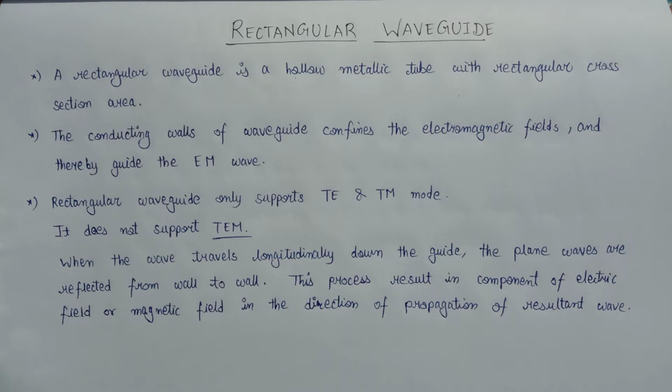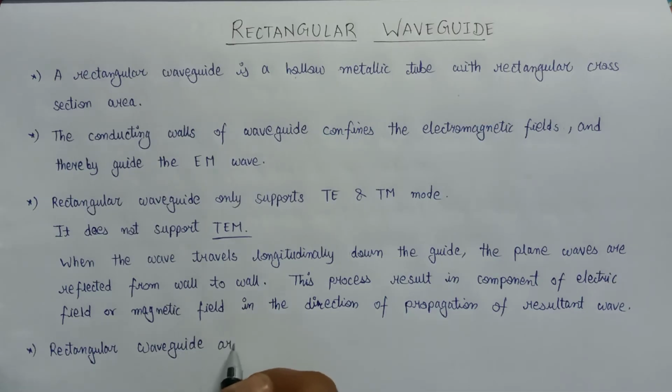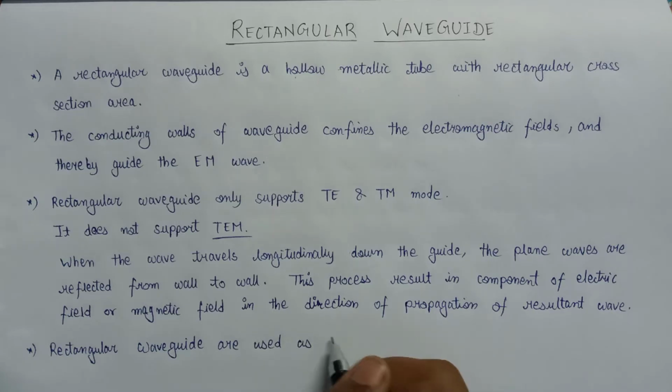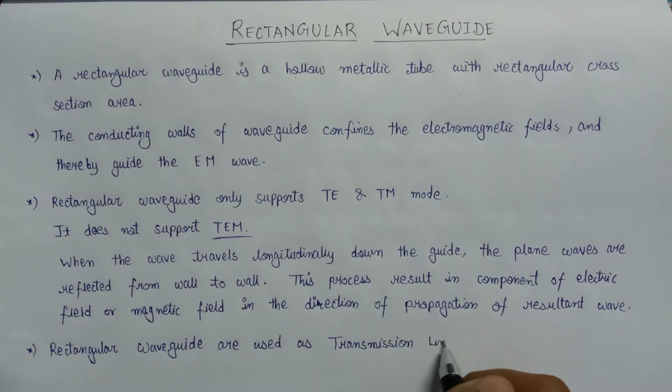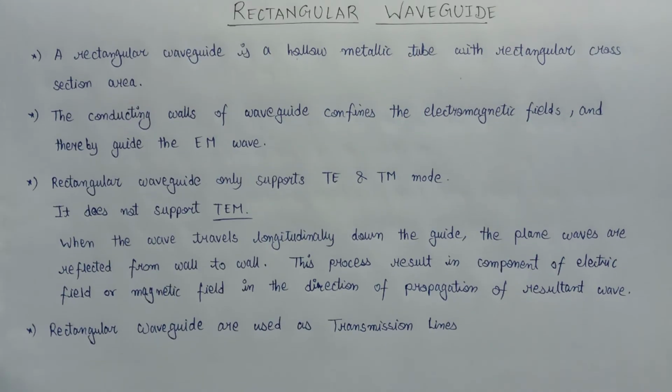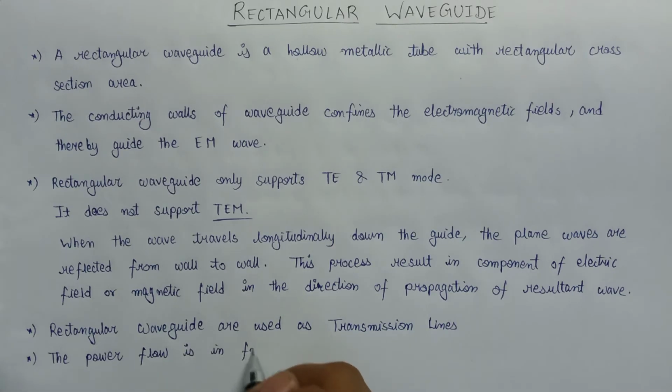Now, rectangular waveguide is also used as a transmission line. Since they are used as a transmission line, therefore the power flow is in the form of electric and magnetic field only.